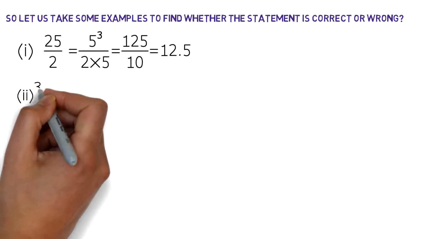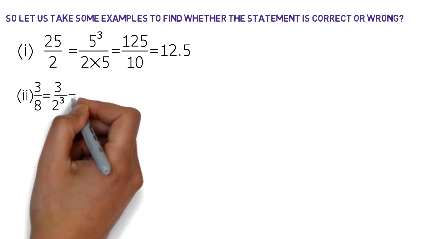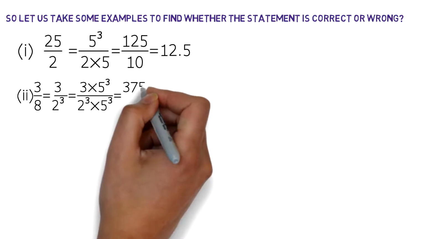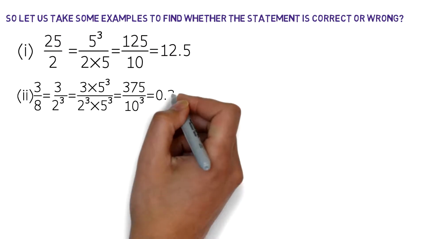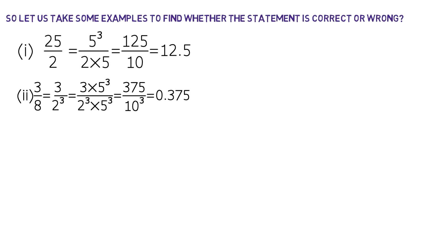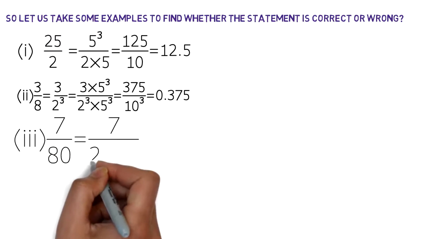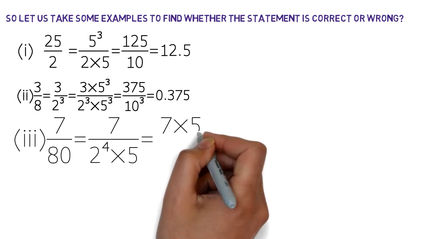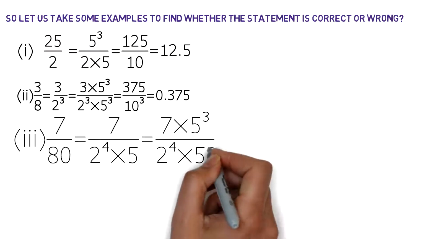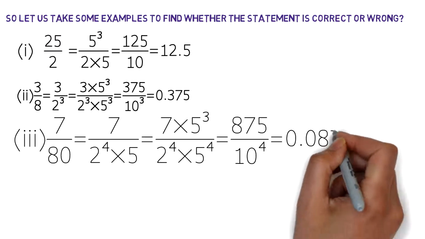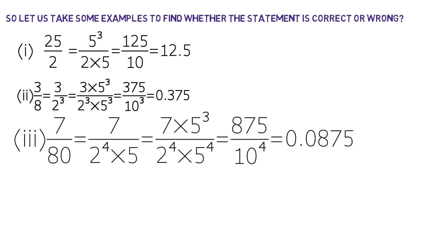Example 2. 3 by 8 equals 3 by 2 cube, equals 3 into 5 cube by 2 cube into 5 cube, equals 375 by 10 cube, equals 0.375. Example 3. 7 by 80 equals 7 by 2 power 4 into 5, equals 7 into 5 cube by 2 power 4 into 5 power 4, equals 875 by 10 power 4, equals 0.0875. Here you all need to observe one thing: I tried to convert the denominator to a power of 10.